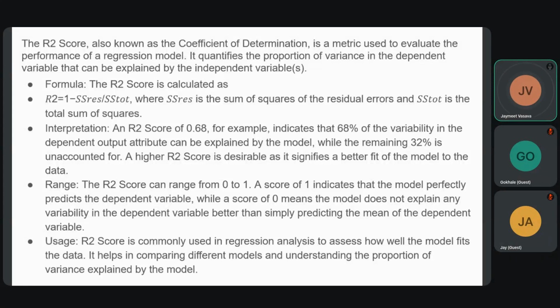The range of the R2 is from 0 to 1, with 1 indicating a perfectly fit model that predicts the dependent variable, while a score of 0 means it does not explain any variability in the dependent variable, doing no better than simply predicting the mean of the dependent variable.